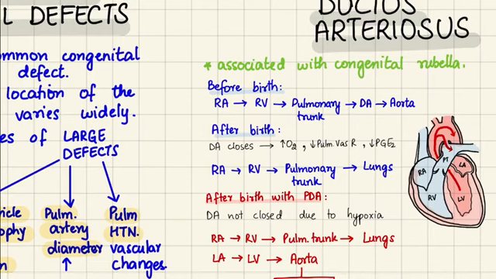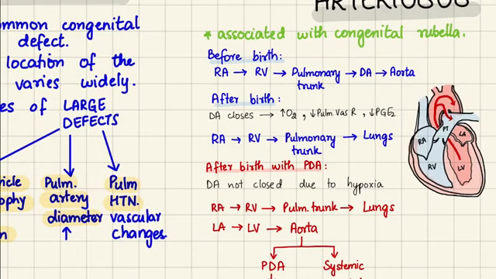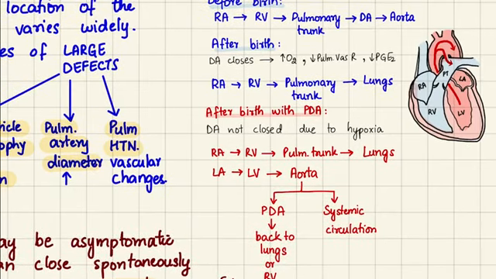But after birth, due to increased oxygen tension, decreased pulmonary vascular resistance, and decreased prostaglandin E2, the ductus arteriosus closes on its own, and we have the normal adult blood flow. But if we have a patent ductus arteriosus after birth, that is, the ductus arteriosus has not closed due to hypoxia, then we have another type of circulation.